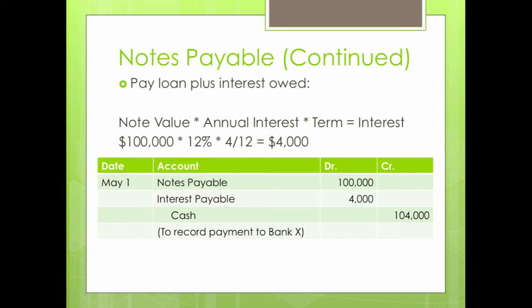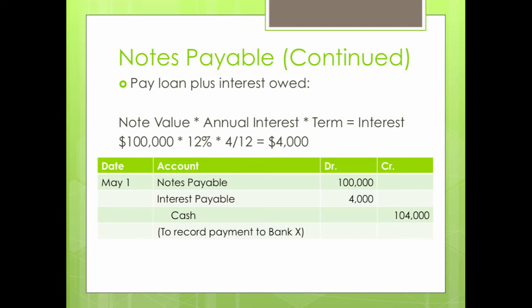We know that we need to record the payment that is due May 1st because we were given 4 months to get this loan paid. So we need to record the loan amount plus the interest of the loan. Okay? So the loan was for $10,000 and the interest was for $4,000. So the total owed to the bank is $104,000, correct?